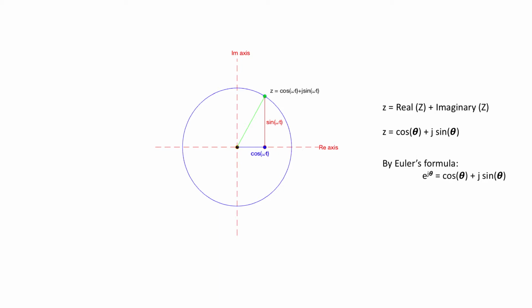By Euler's formula, we know that e raised to j theta is cos theta plus j sin theta. Therefore, we can also write z as r into e raised to j theta. In this particular case, the value of r is 1, and we have plotted z on a unit circle.